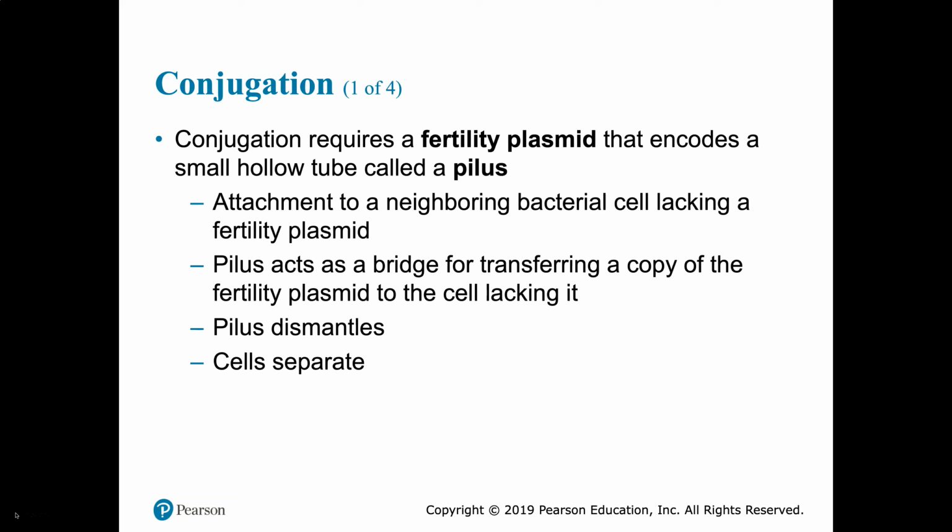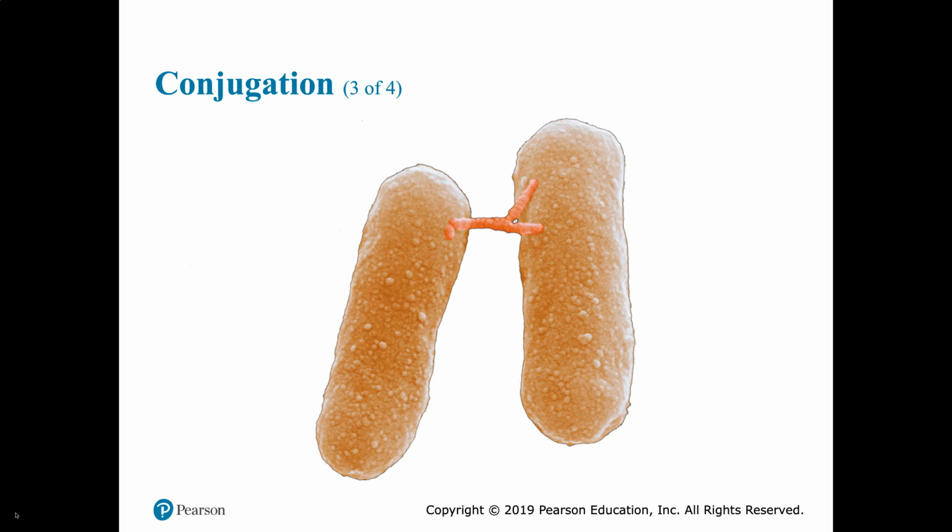Once the F plasmid has been transferred, the pilus breaks apart and the cells go on their merry way. So conjugation is similar to what we would say bacterial sex, creating a pilus which attaches and they send the F plasmid to the other cell. So it can then transfer to other cells. That's what it looks like here. And it's going to transfer the F plasmid from one cell to the other.